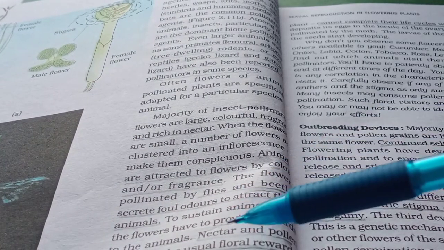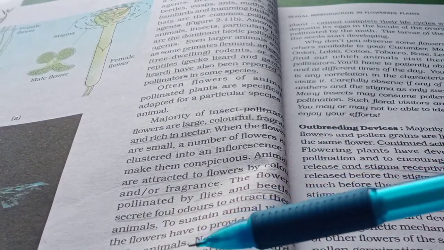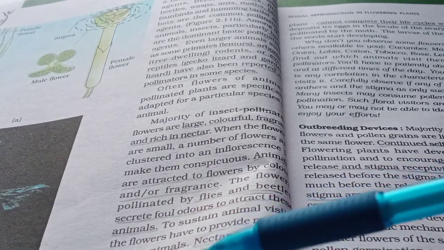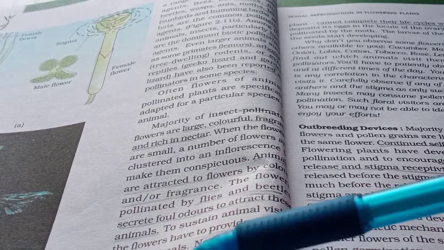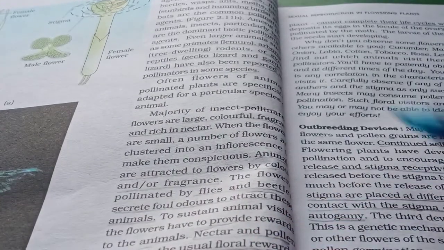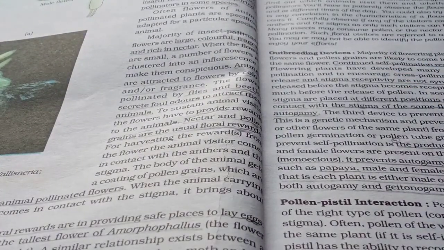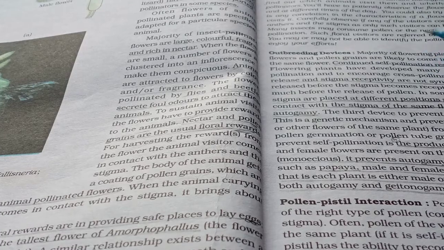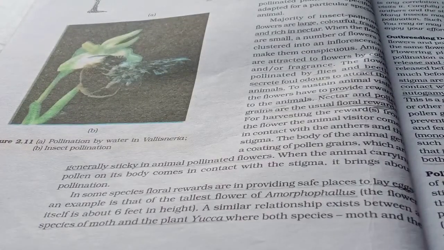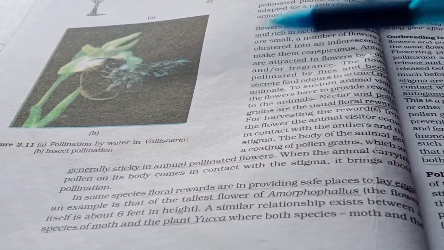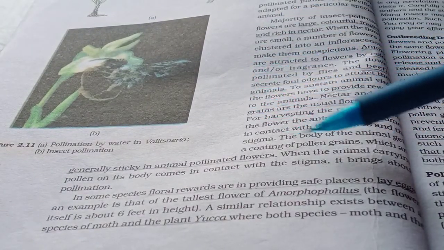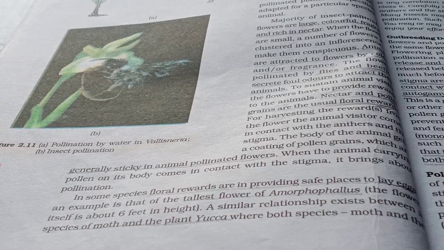For harvesting the rewards from the flower, the animal visitor comes in contact with the anthers and the stigma. The body of the animal gets a coating of pollen grains, which are generally sticky in animal pollinated flowers. When the animal carrying pollen on its body comes in contact with the stigma, it brings about pollination.